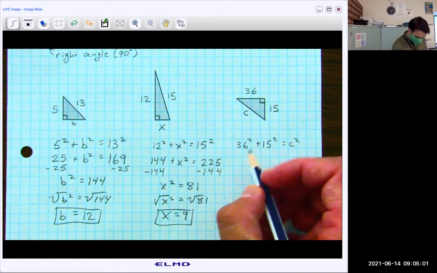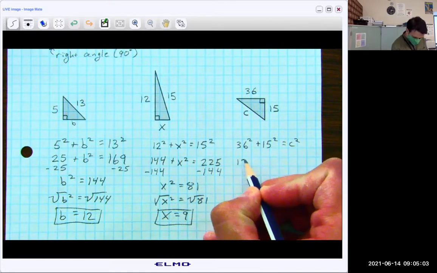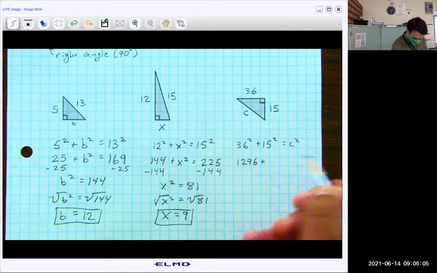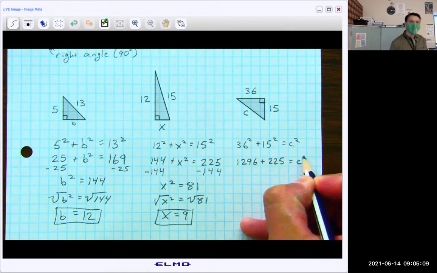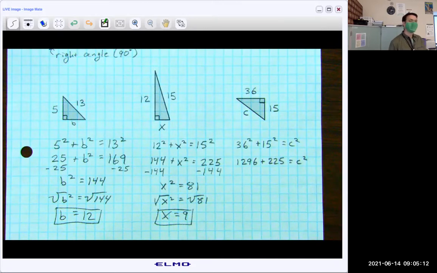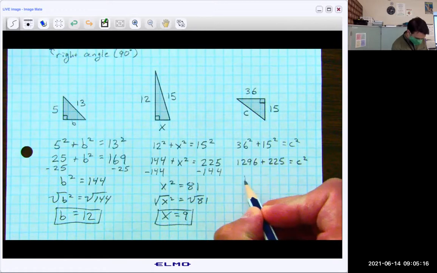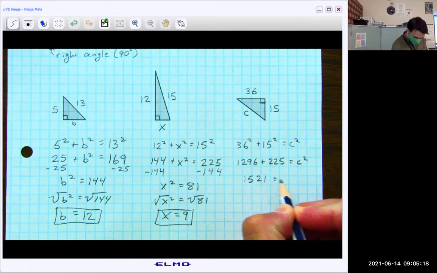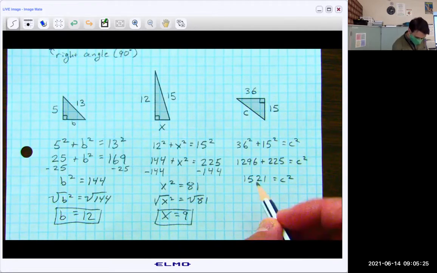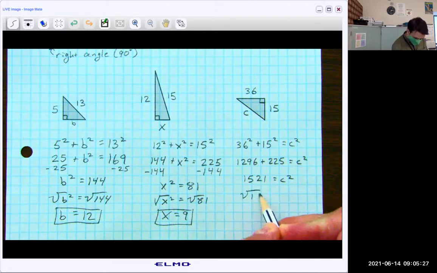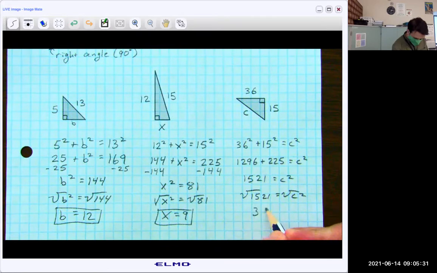So 36 squared is 1296. 15 squared is 225. And if we add them, we have to get C squared. So we add those, we get 1521 is C squared. What is the square root of that? Ooh, 39. You take the square root of both sides, you get 39.